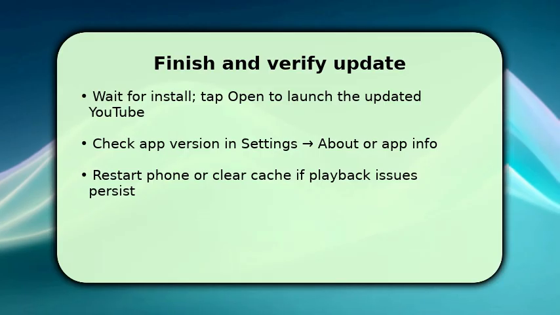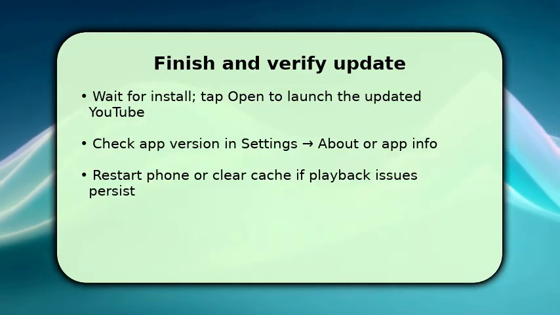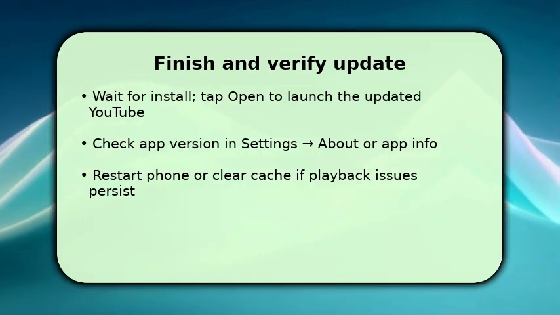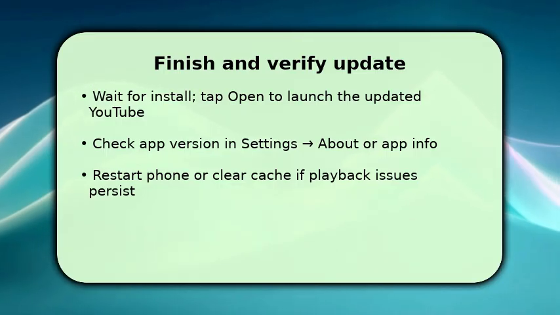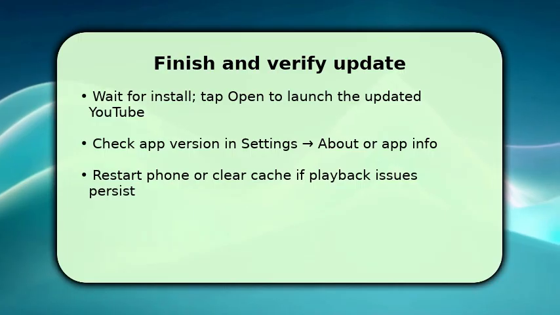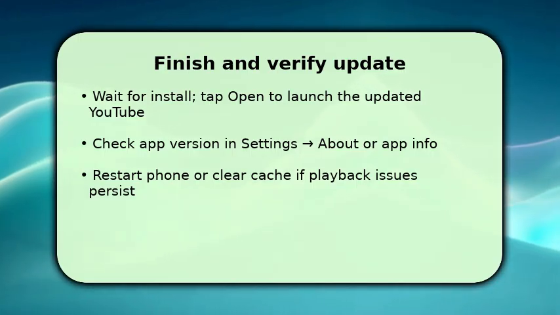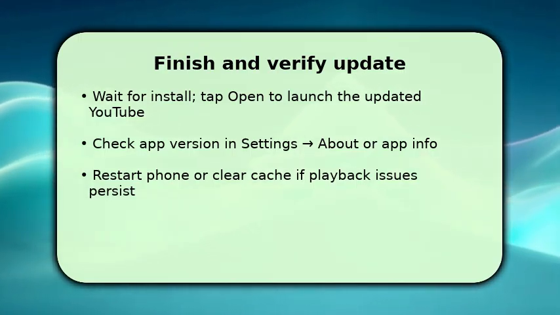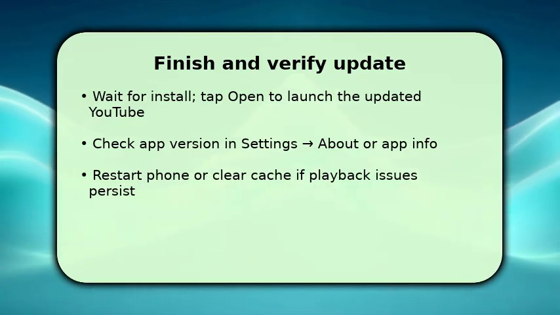Make sure to check the version in the Apps About or Android settings, Apps, YouTube, which verifies the update applied. If playback or login problems occur, restart the phone first and clear the app cache. This resolves most conflicts. If that fails, uninstall updates or reinstall the app as a last resort.